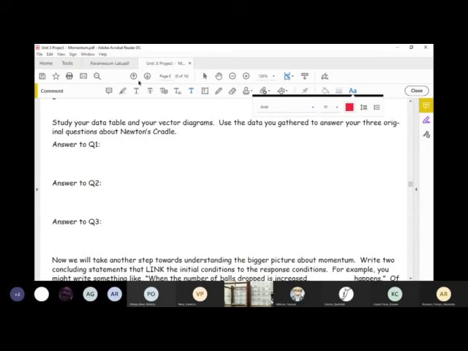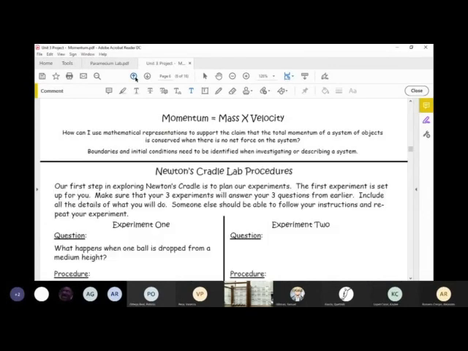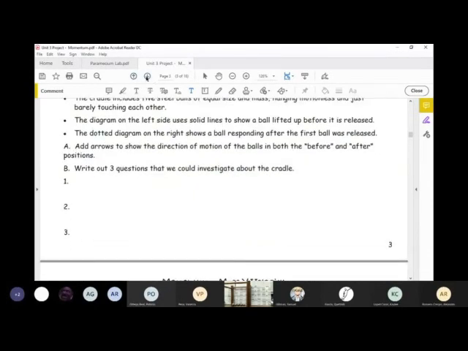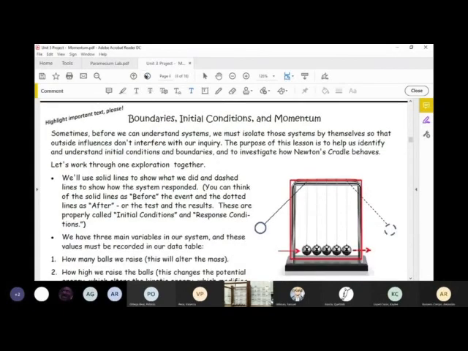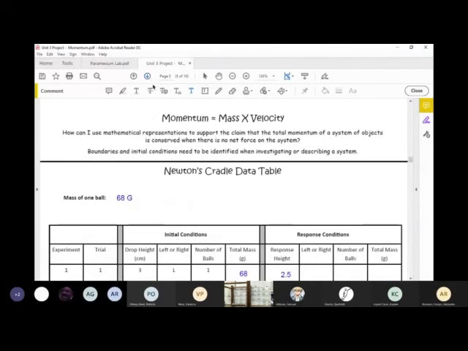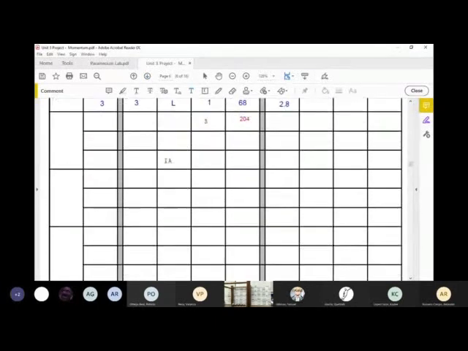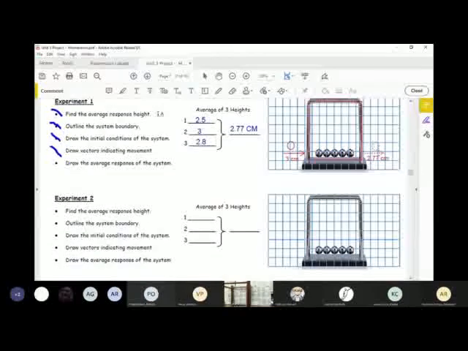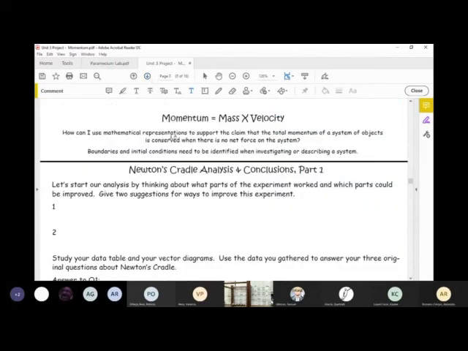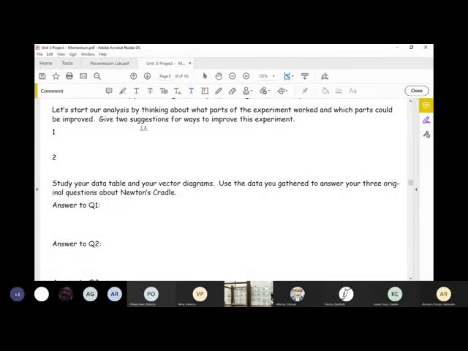So, one more time, I want you to double check the bottom of page 3. Make sure it matches your procedures on page 5. Make sure those match your data table on page 6. And that also matches your vector diagrams on page 7. And finally, answer the first 2 sections of page 8.